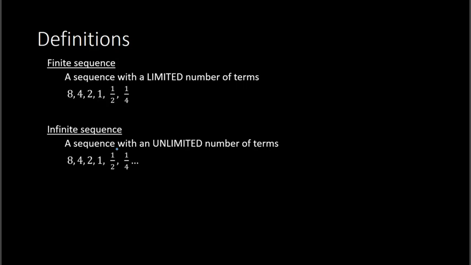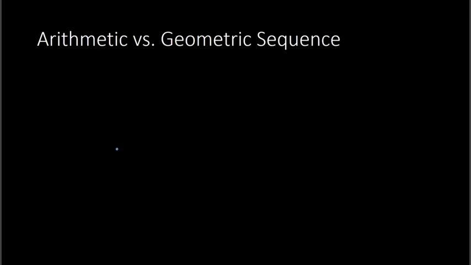We can also categorize our sequences by the pattern. So we have what is called arithmetic sequences and then geometric sequences. And by the way, the word is pronounced arithmetic, not arithmetic, because arithmetic is a noun and arithmetic is an adjective describing the sequence. So different pronunciation.